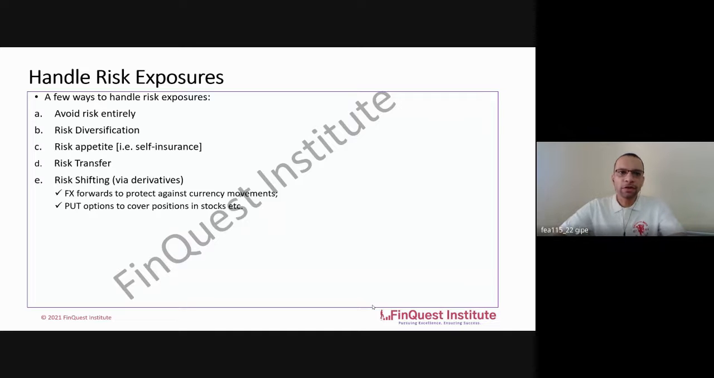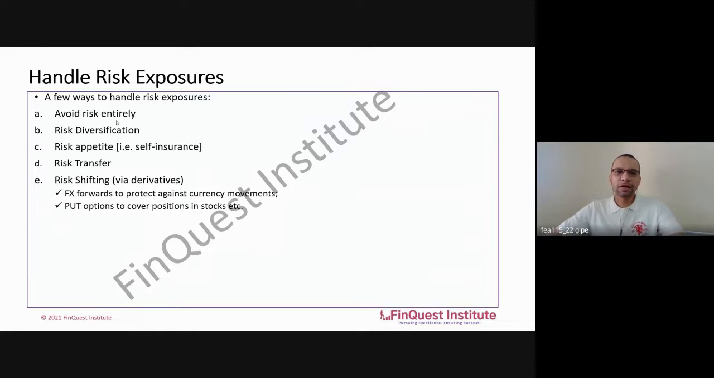Now, let's talk a bit about the ways in which firms handle risk exposures. There are 4 or 5 popular ways to do that. Firstly, avoiding risk entirely. When I say avoiding risk entirely, it implies don't do anything. If there is a certain business opportunity, you simply let it go. As long as you don't have those assets on your book, you are avoiding risk entirely. In certain cases, this can be a good way ahead.